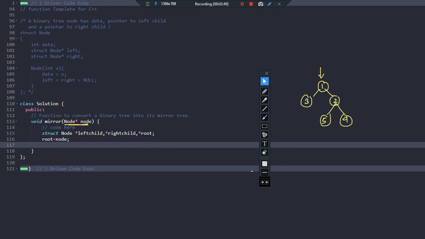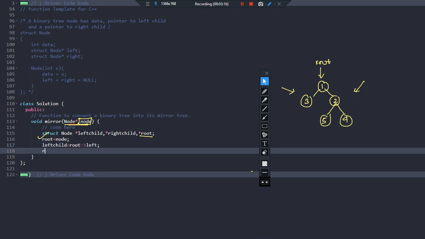For ease of understanding, I am assuming this is the node that they have passed, and this is nothing but the root node, so I have named it root, and root is equal to node. So this is where my root is pointing initially, and now I'll use two pointers to point to its left child and right child. Left child is nothing but root left. Right child is nothing but root right.